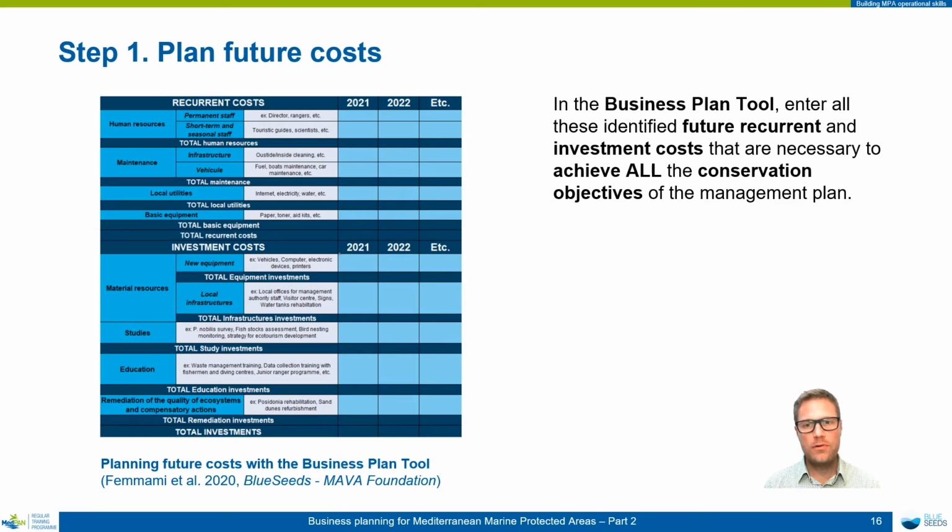So the first step when using the business plan tool is to enter all these identified recurrent and investment costs necessary to achieve the conservation goals identified in the management plan into the cells that are available under recurrent costs or investment costs. And to do this for every year, and do not hesitate to add lines to the lines which are already available in case you have new categories of costs.